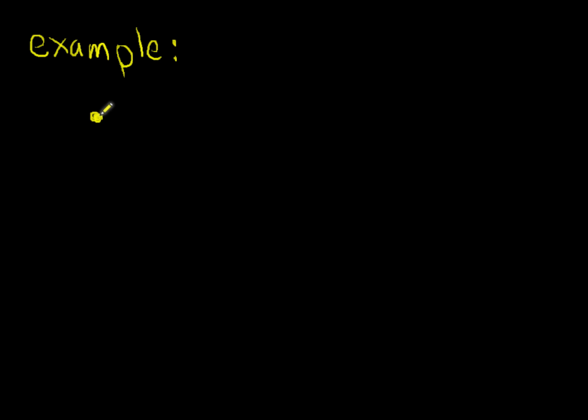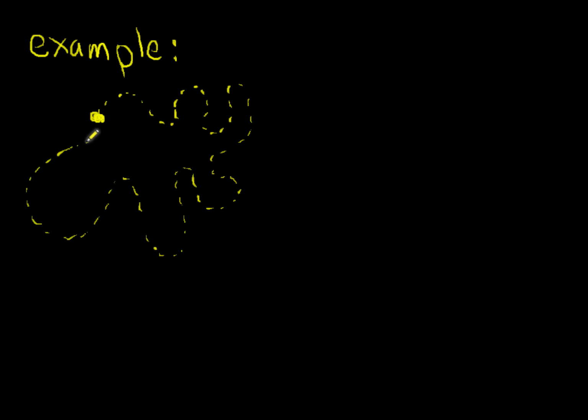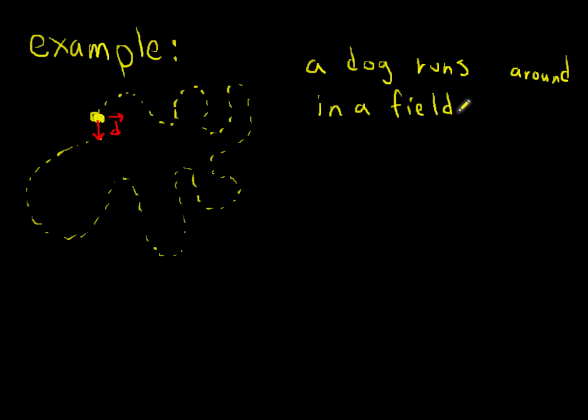Here's another example. Let's think about a dog running around a field, and it doesn't run in a particularly straight line, it just runs around and has a lot of fun while it's doing it. In this pretty crazy trip, there's just a very tiny displacement. Just the distance from start to finish is the displacement. Here's the question. A dog runs around a field.